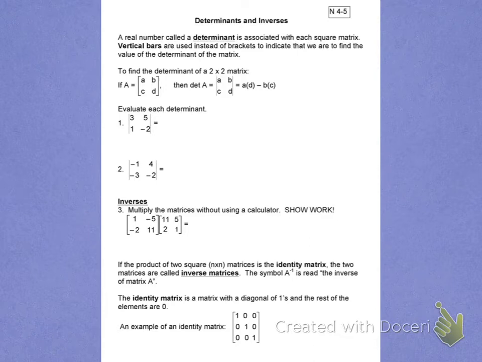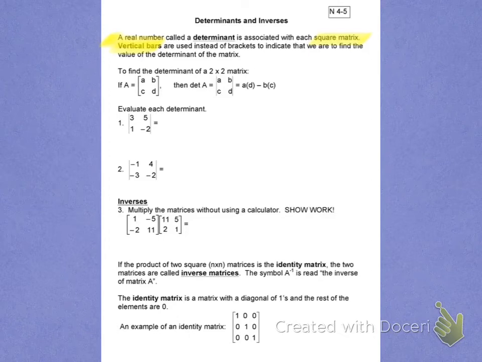So, first of all, one thing you have to remember is that we need a square matrix when we're talking about finding determinants. And we typically use vertical bars instead of brackets when we're finding the value of the determinant. So those are some things you need to highlight and remember in your notes.